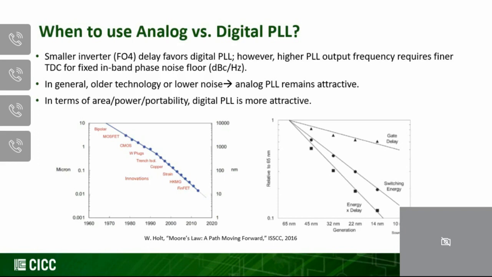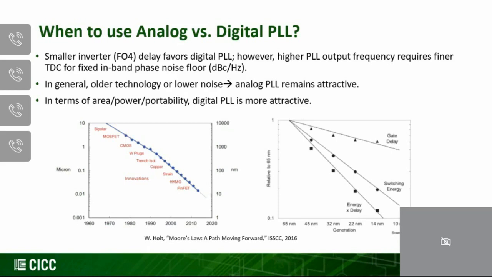Because later on we will see that a lot of times these so-called time-to-digital converters really rely on the resolution of an inverter delay. On the other hand, if the PLL output frequency requirement is very, very high, that typically also suggests that we need to use a very fine time-to-digital converter in order to have a low in-band phase noise floor. So, as a general guideline, if you are using an older technology or your noise requirement is very stringent, I would say that the analog PLL remains a very attractive solution.